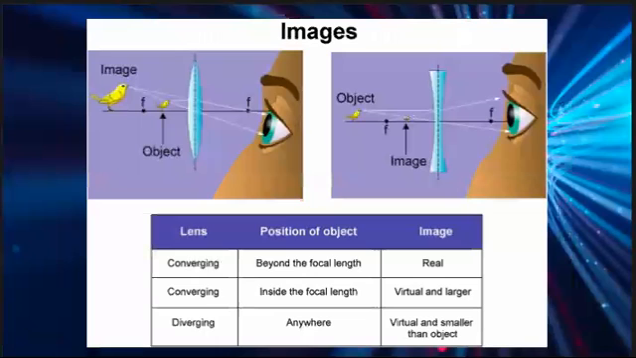So we have here a converging lens that bends light to the focal point and produces a real image. For a converging lens, when the object is inside the focal point, it produces a virtual and larger image. A diverging lens, wherever the object is, produces only a virtual image that is smaller than the object.